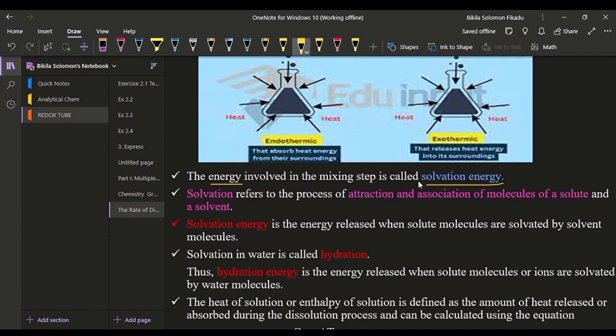So solvation refers to the process of attraction and associations of molecules of a solute and a solvent.